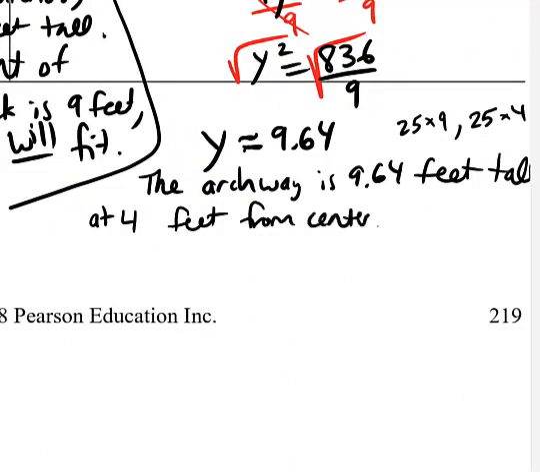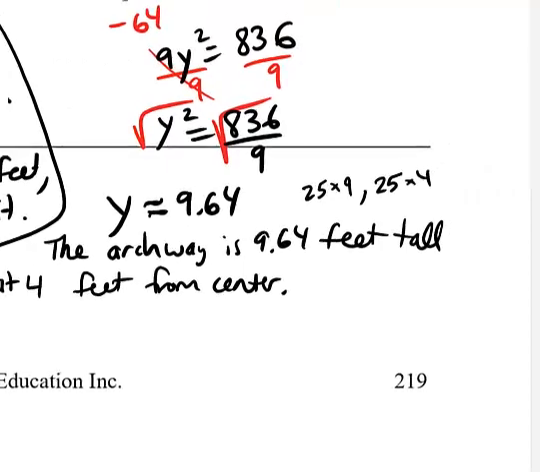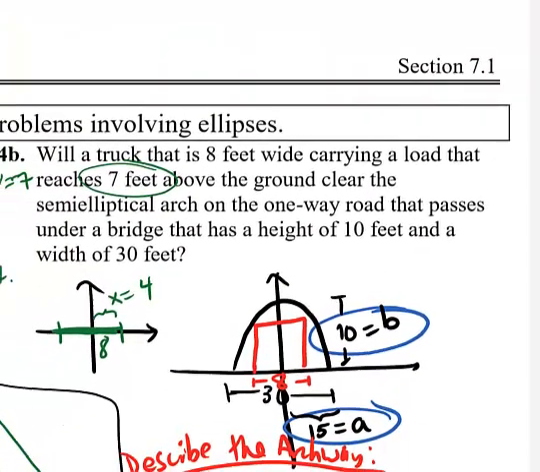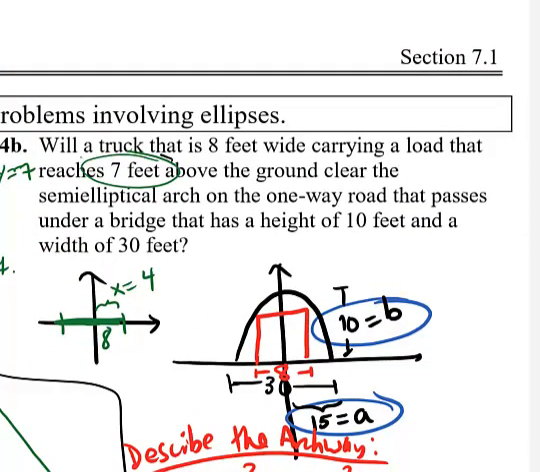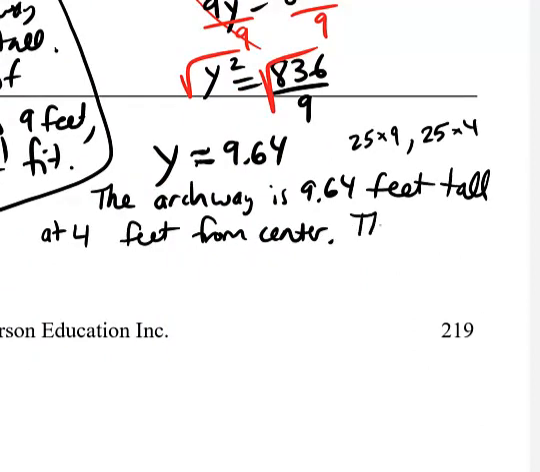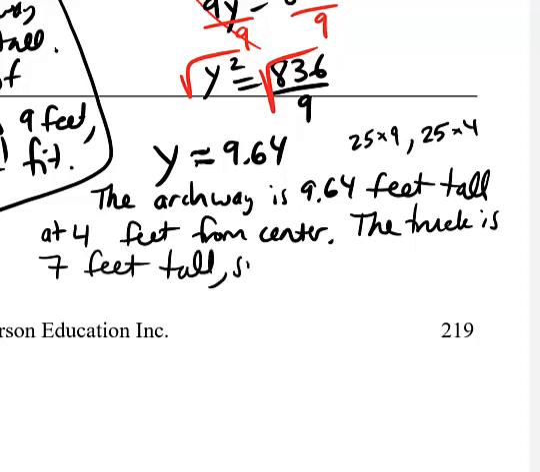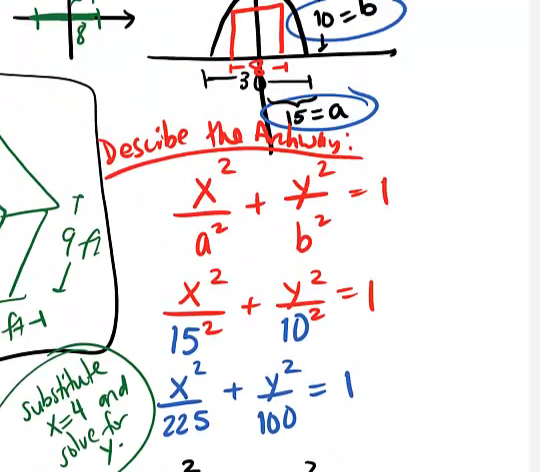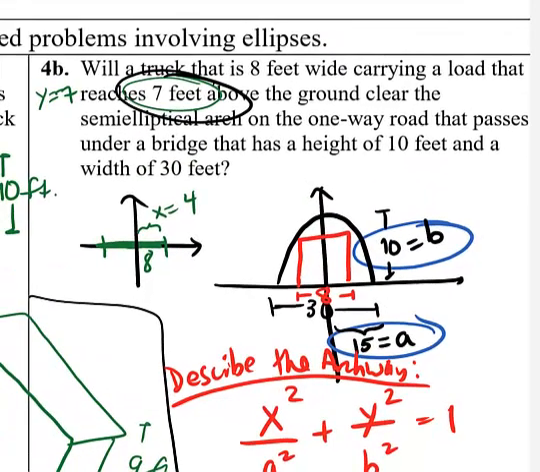So I'm going to compare that height, 9.64 feet tall, with the height of the truck. How tall is that truck? Ooh, wait. Oh no, it's okay. 7 feet above the ground. Okay, that's fine. I thought it was bigger. The truck is 7 feet tall. 7 feet tall. So it should fit. That is, if it drives down the center. Yeah, okay. All right. Sounds good.